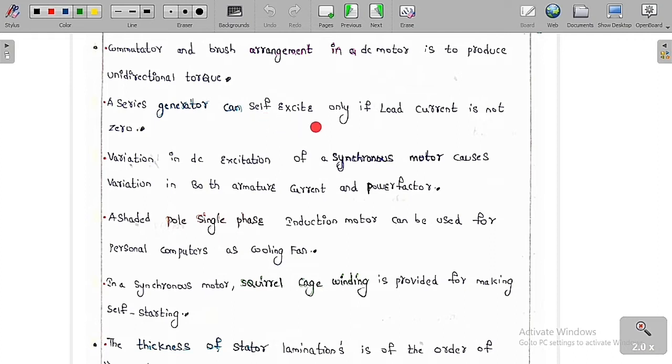A series generator can self-excite only if the load current is not zero. See, self-excitation of a DC series generator is possible whenever the load current is not equal to zero, because in a series generator, IL is equal to IA is equal to ISC. If IL is not equal to zero, then IA is not equal to zero and ISC is not equal to zero. Then only is self-excitation possible. If the load current is not zero, the series current is not zero, so we can go for self-excitation of the series generator.